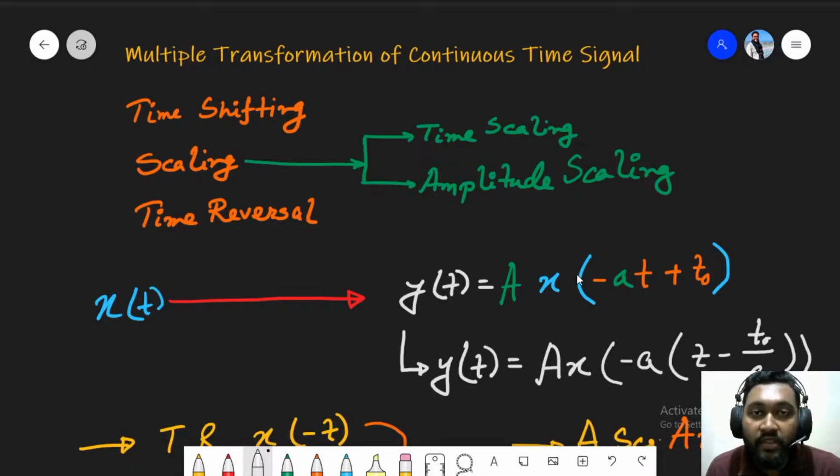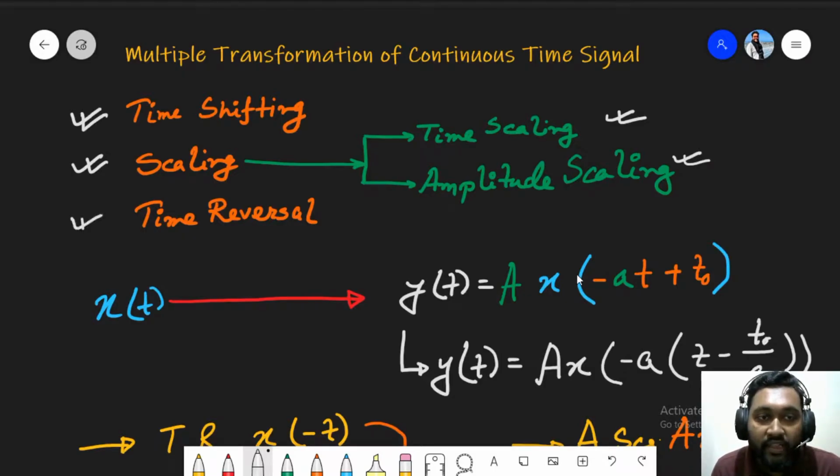So in our previous lecture, we have learned about multiple transformation techniques on continuous time signals. These are the basic transformation techniques like time shifting and scaling. While there are two types of scaling, time scaling and amplitude scaling, and finally the time reversal. So ultimately, what happens when we apply these transformation techniques to our basic continuous time signal?